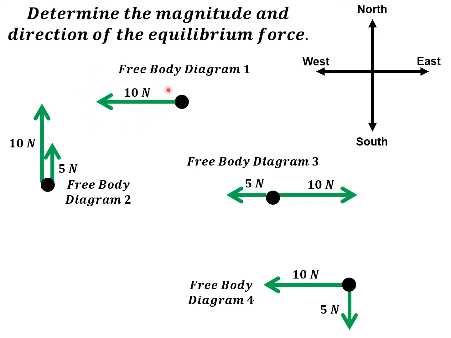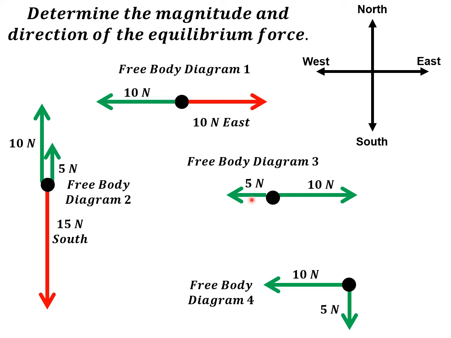So you see the first one, we have 10 newtons to the left. In order to balance this out, we're going to have 10 newtons to the right, or 10 newtons east. In the second example, you have 10 newtons and 5 newtons both upward. In order to balance those out, you need a total of 15 downward, or 15 south.